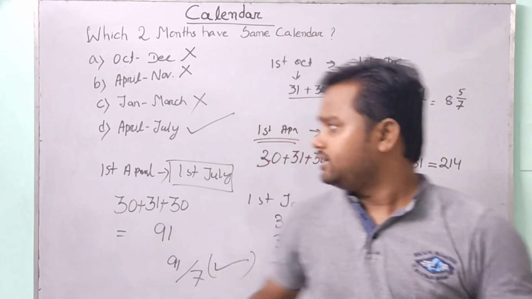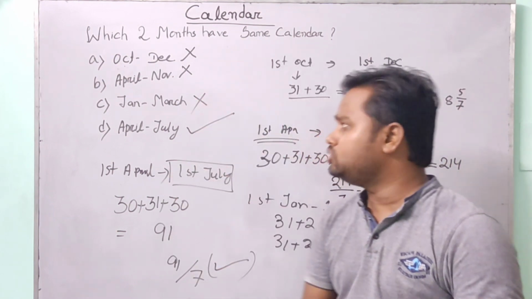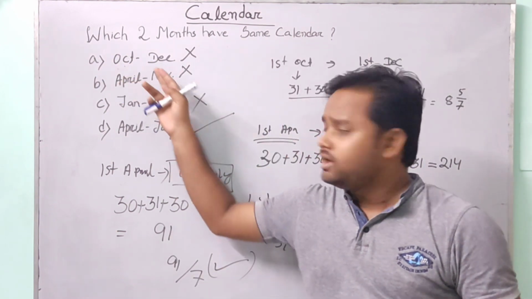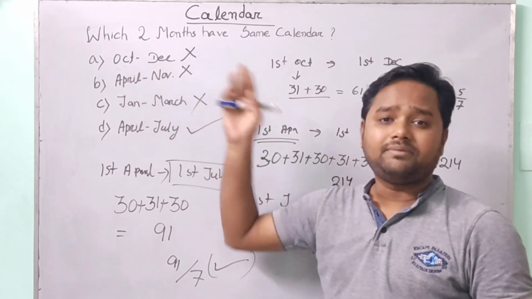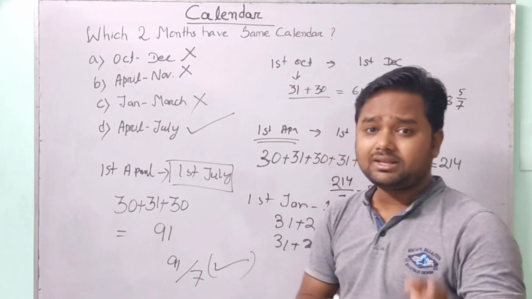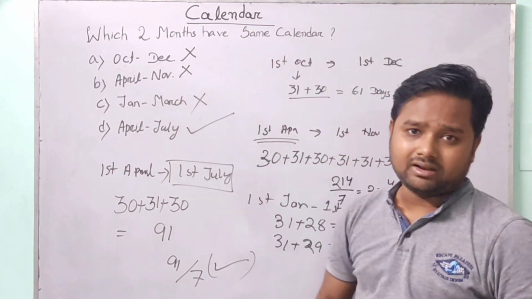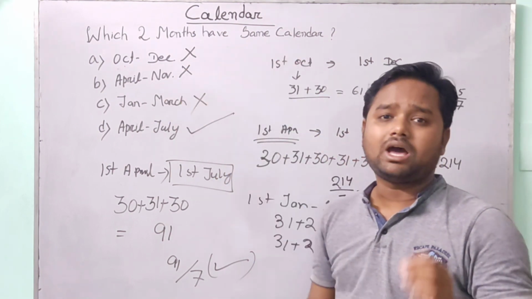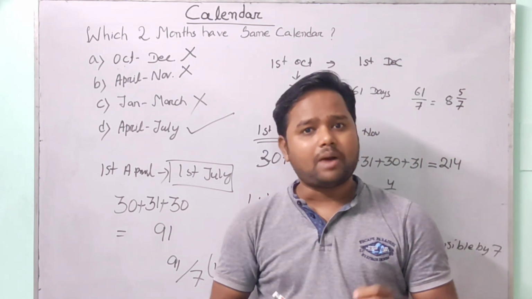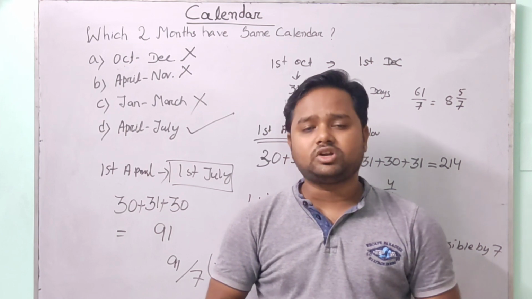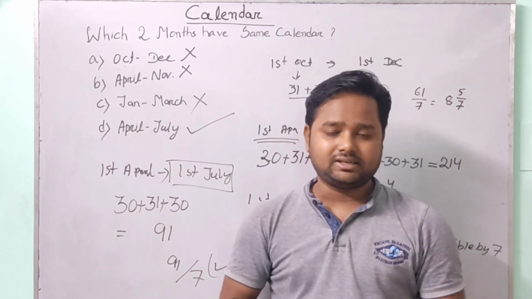That means if such a type of question is given, we have to check the range between these two months. If the range is divisible by 7, then these 2 months have the same calendar. Otherwise, these 2 months will not have the same calendar. In this class, we have studied some tricks about calendar. Next class, we will study another trick of reasoning. Thank you.